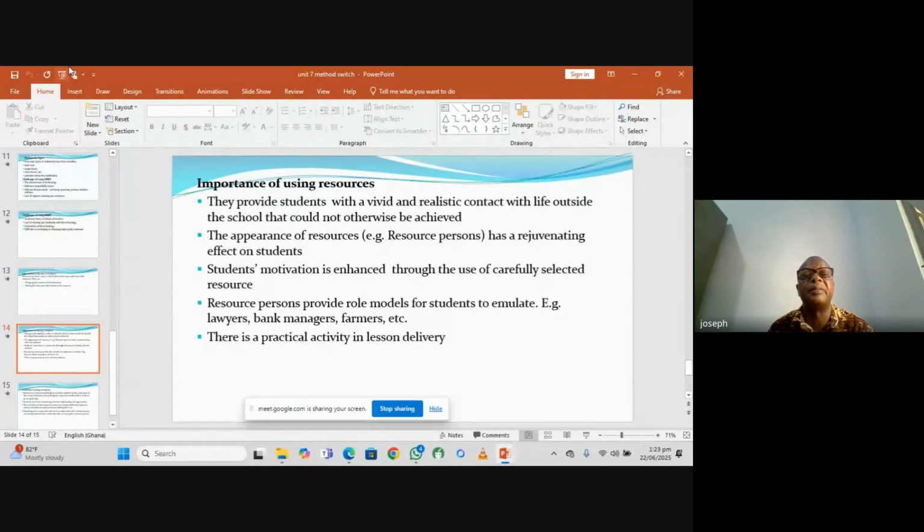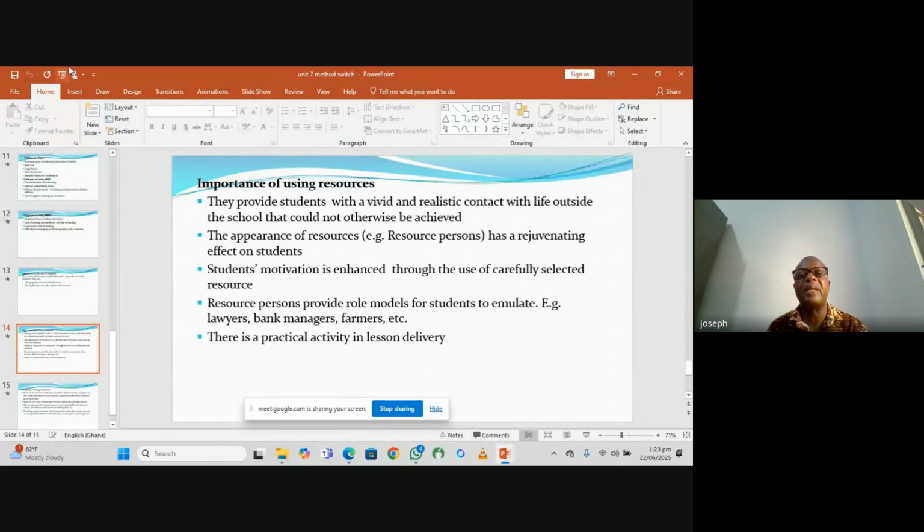Importance of using some of these resources. They provide students with vivid and realistic contact with life outside the school that could not otherwise be achieved. The appearance of a resource person has a rejuvenating effect on the students because they are happy to see that person in the class, interacting with them, shaking hands, asking questions, and what have you. Student motivation is enhanced through the use of carefully selected resource persons and then the resources.